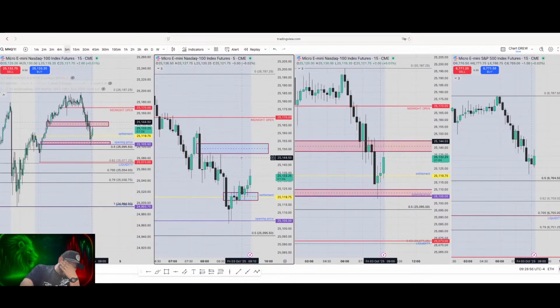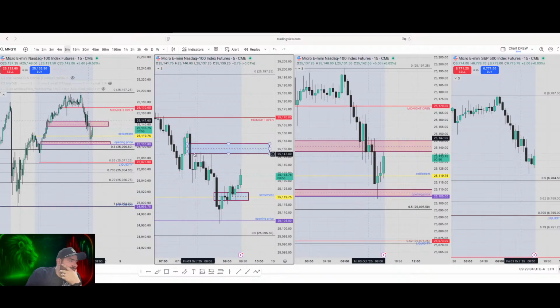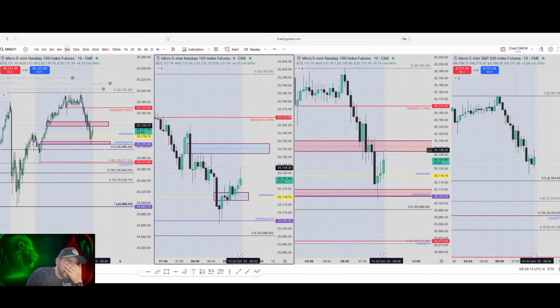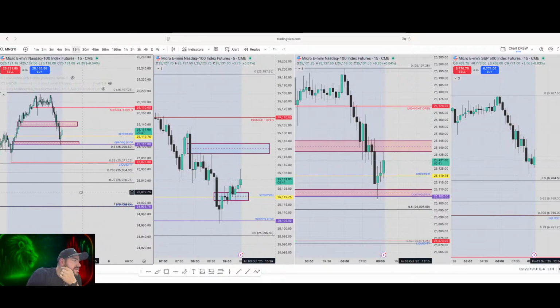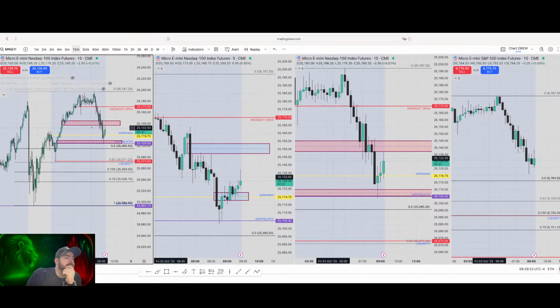Let's see. Okay. 5 minute. A little BPR right here. We'll see what happens there. Close passes 15. We're coming back to it now. We'll see what happens, but man, nothing till the news. Okay, market's opening pretty shortly in 30 seconds.